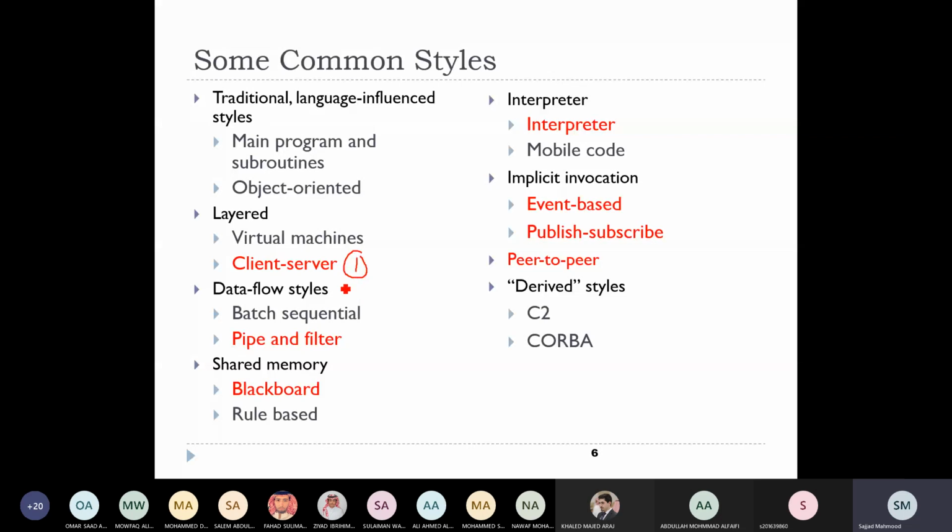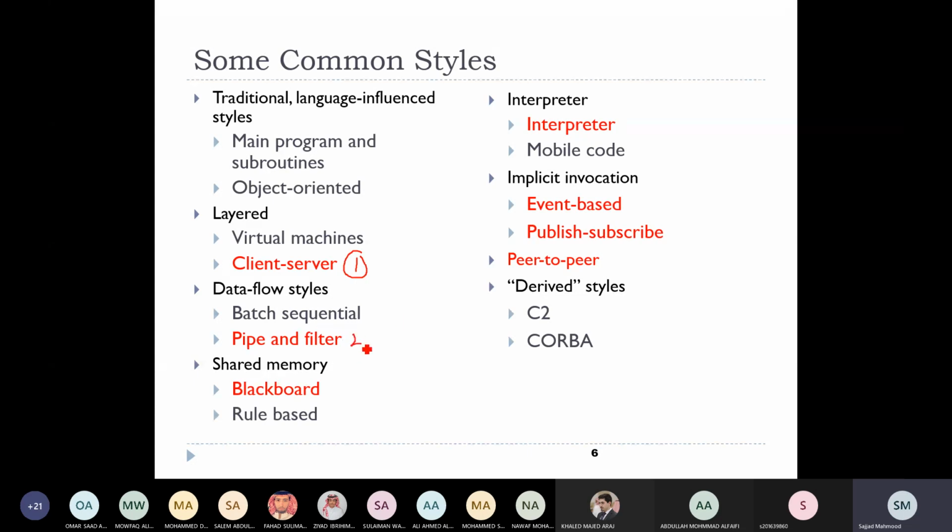It is a style where you have two layers: clients and servers. There is bi-directional information flow between clients and servers, and it is very popular in the industry. Your clients cannot talk to other clients, and there are other constraints in this style.